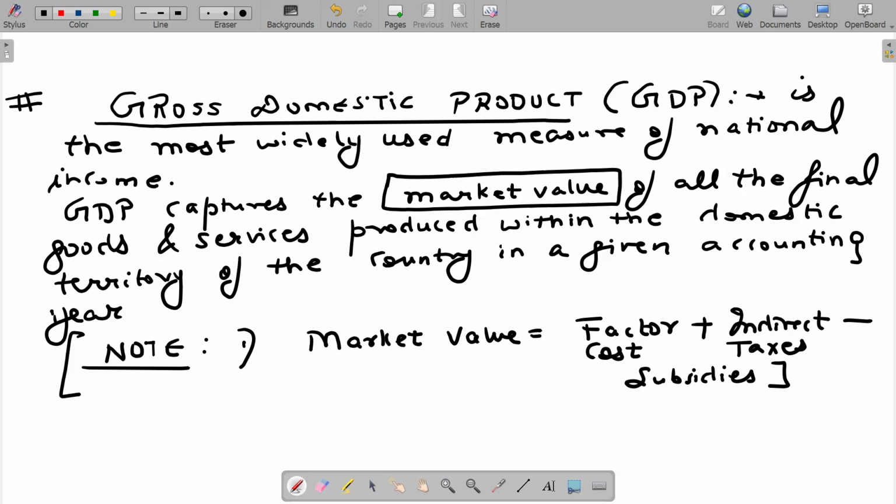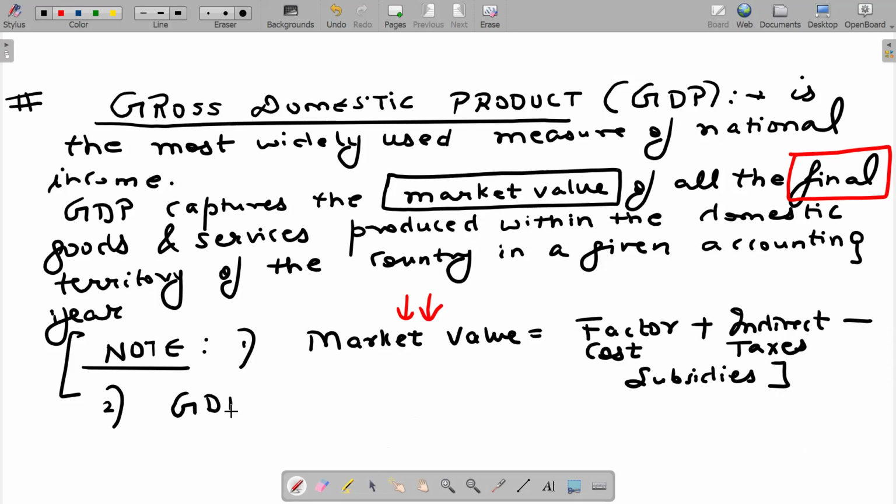So GDP doesn't take into account factor cost. GDP takes into account the market value of all the final goods. That means GDP doesn't talk about intermediate goods or goods in progress. It only talks about the value of the final goods. So I can write the second point.